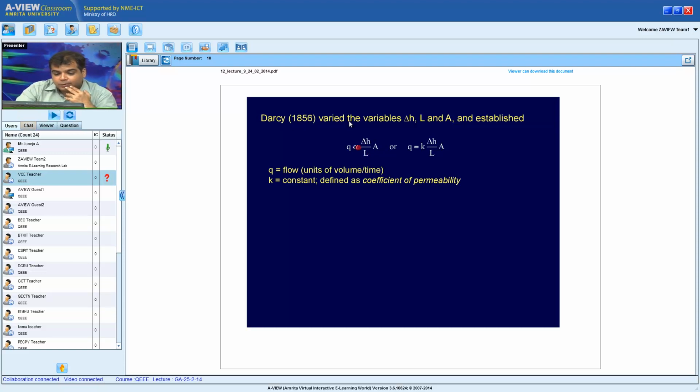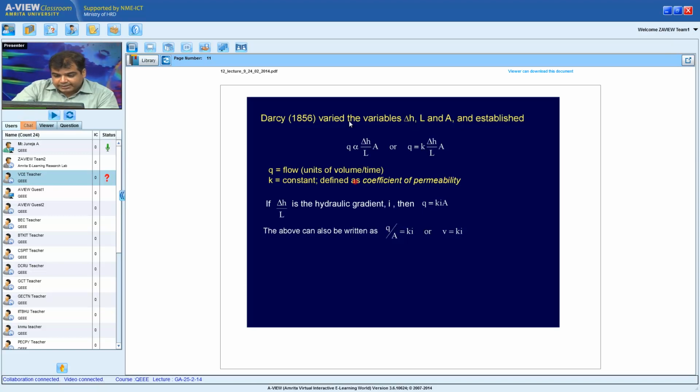When Darcy worked out this relationship, he found a constant K. K was a constant which was defined as the coefficient of permeability, or simply called the permeability. Some of us like to use the term hydraulic conductivity. It's the same as permeability for our engineering purpose.